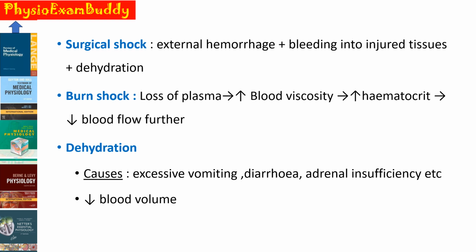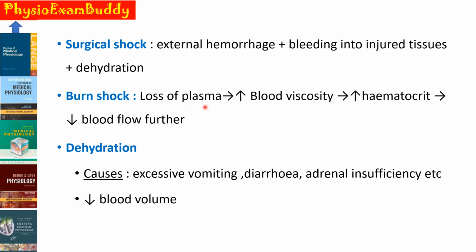The next type of hypovolemic shock is surgical shock, which is due to a combination of external hemorrhage, bleeding into injured tissues, and dehydration. Next is burn shock. In burn shock, there is loss of plasma as exudate from the burned surfaces.